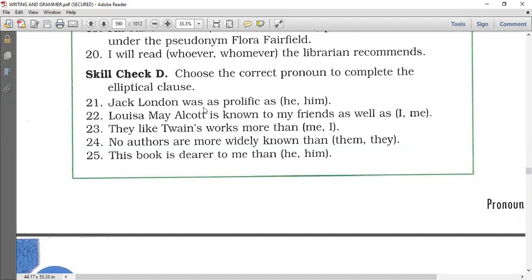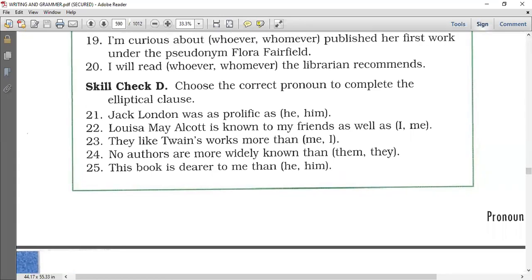Skill check D quickly. Jack London was as prolific as. Is it he or him? Jack London was as prolific as. We're going to discuss this later, guys, but this is just for revision, checking your background from previous grades. Who can do number 21?